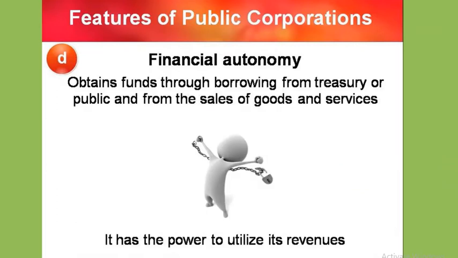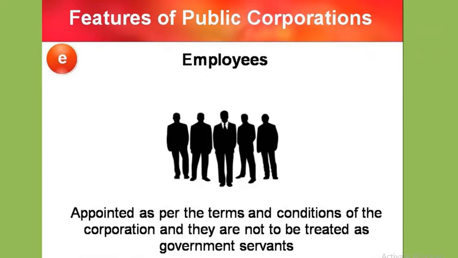Next is financial autonomy. What is the meaning of financial autonomy? It means that these types of enterprises are independently financed. It obtains funds by borrowings from treasury or public and from the sales of goods and services. It has the power to utilize its revenues.